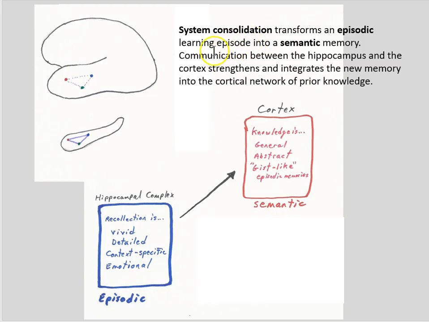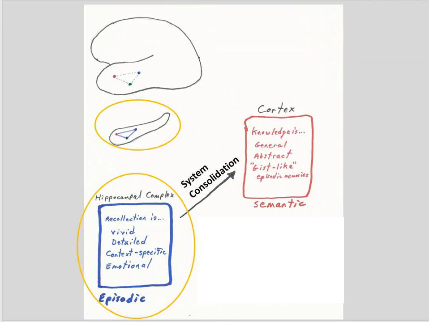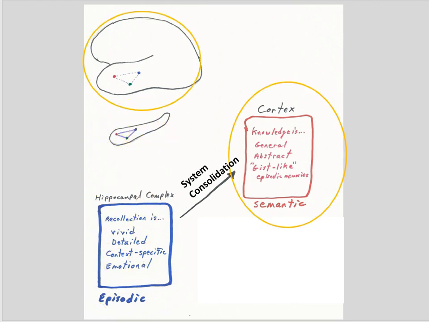So system consolidation transforms an episodic learning episode into semantic memory. Communication between the hippocampus and the cortex strengthens and integrates the new memory into the cortical network of prior knowledge. So episodes provide the content for semantic memory. And we're going to loosely associate episodic memory with the hippocampal system and semantic memory with the cerebral cortex.